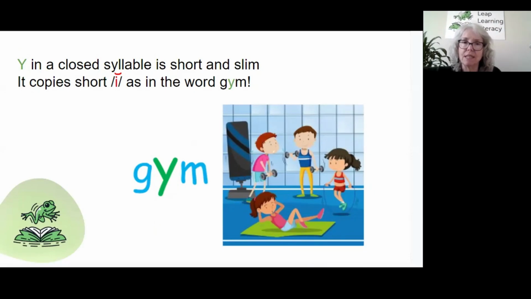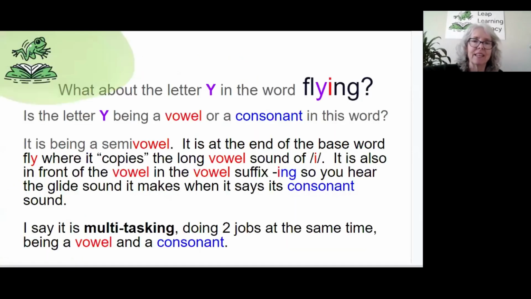Well, here it is in a closed syllable. Y in a closed syllable is short and slim. It copies short I, as in the word gym. What about the letter Y in the word flying? Is the letter Y being a vowel or a consonant in this word?